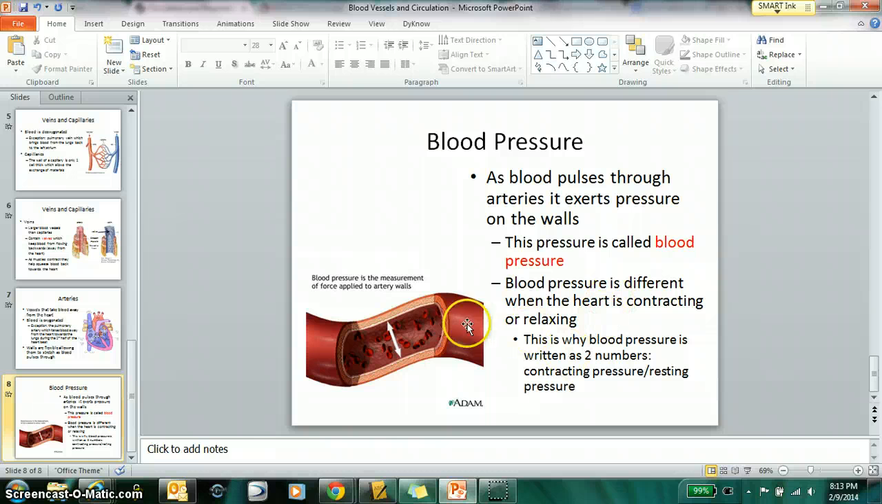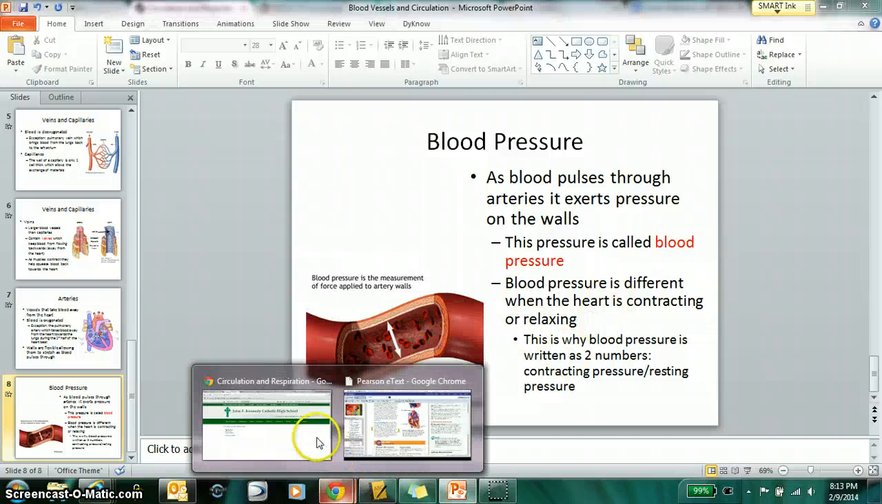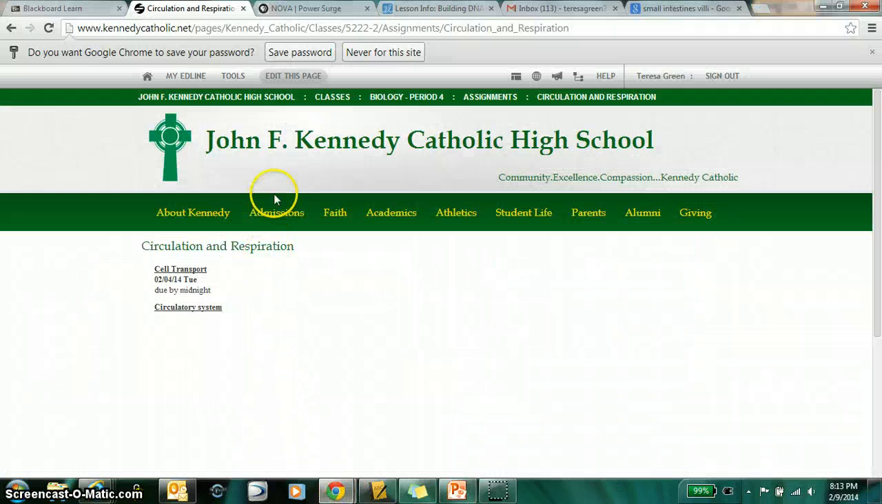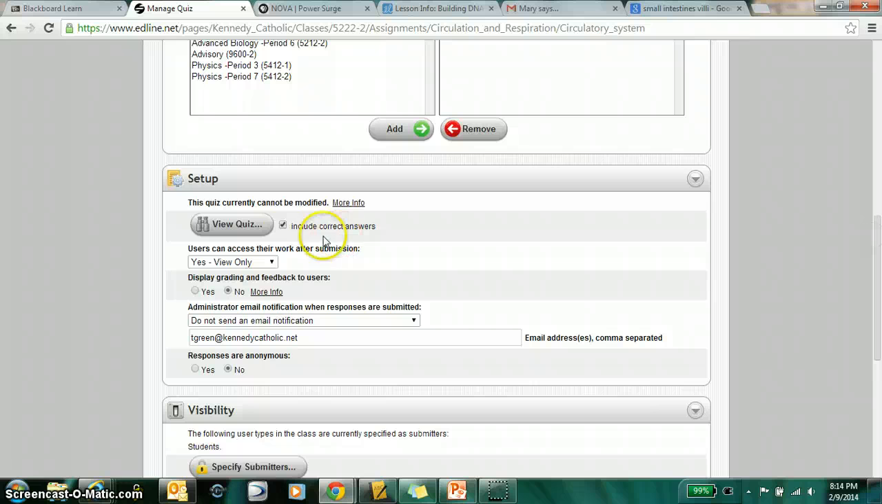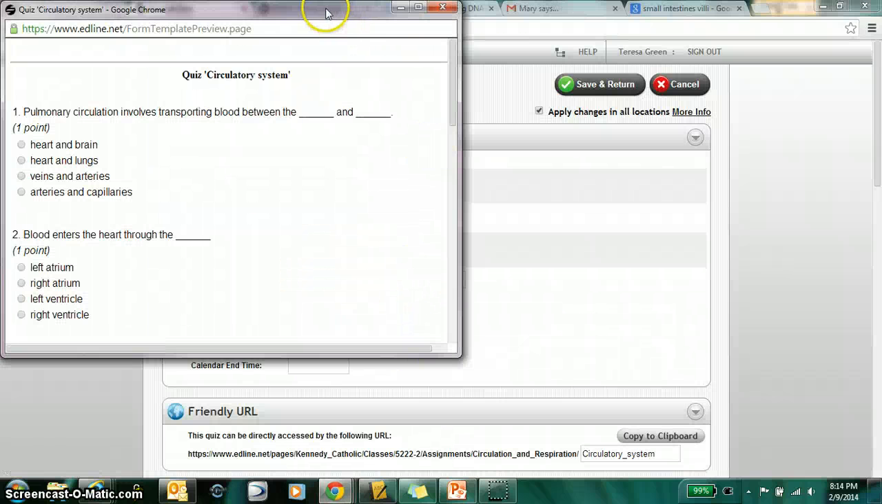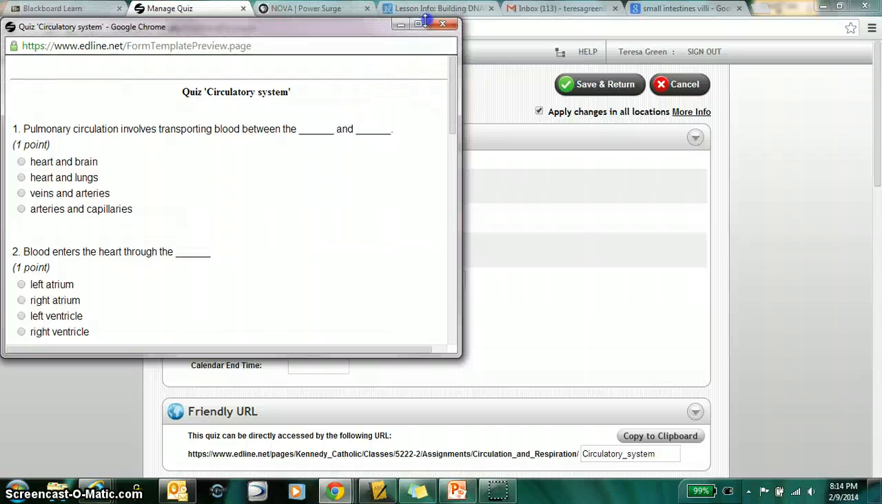So don't forget when you're done to go back and take the quiz. You will find it in the assignments folder, and it's called the Circulatory System. And here's the preview of the quiz.